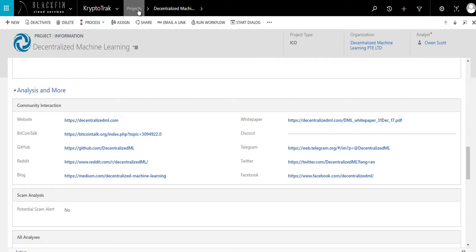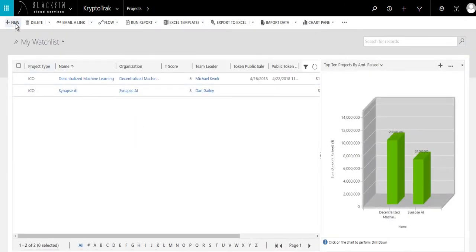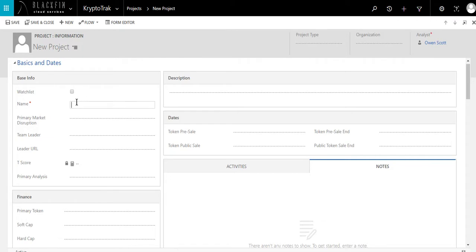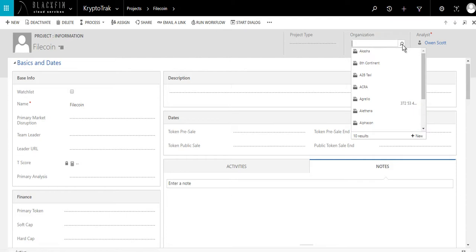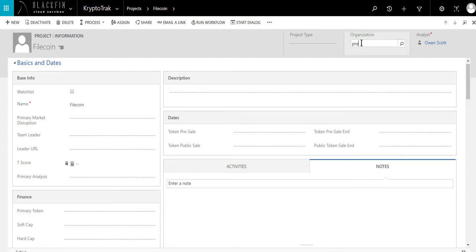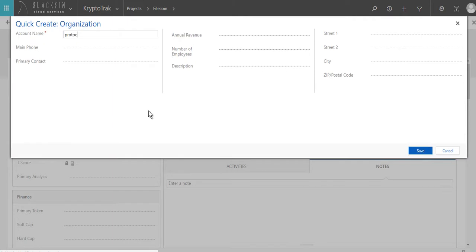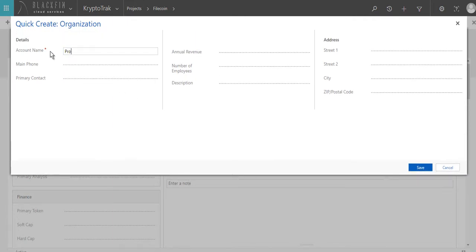So real quick, let's just go to projects, and I'm just going to do Filecoin. Needless to say, I happen to know that they're a company called Protocol Labs, and I don't think I have Protocol Labs in here, but let me see if I do. I do not. So let me just add Protocol Labs real quick, because we're going to use that. In fact, I'm going to copy that because that's going to help us in a minute.